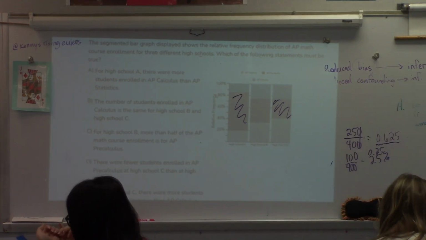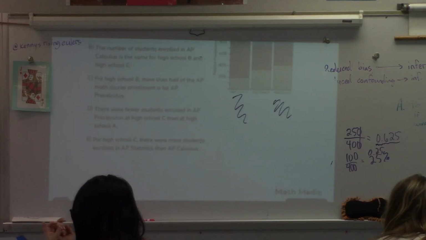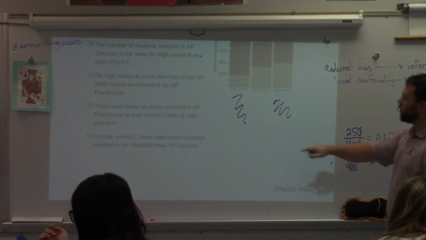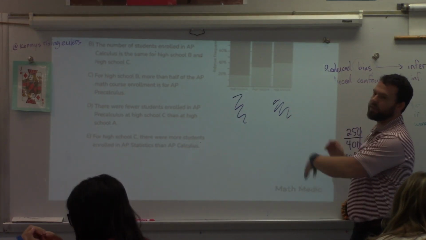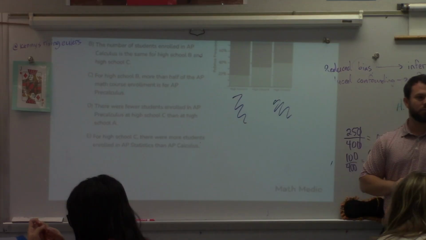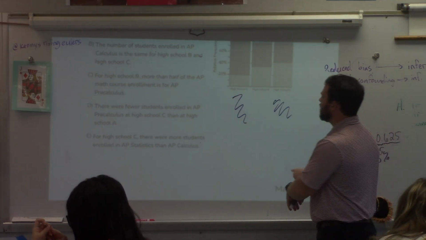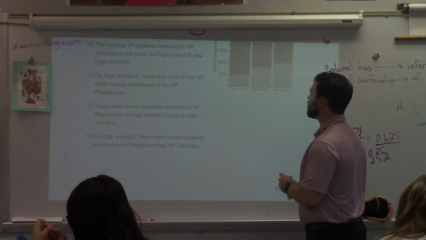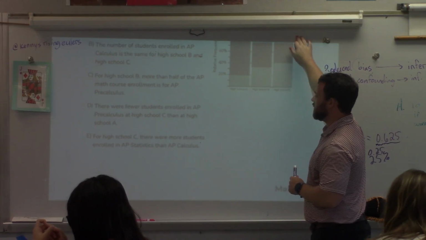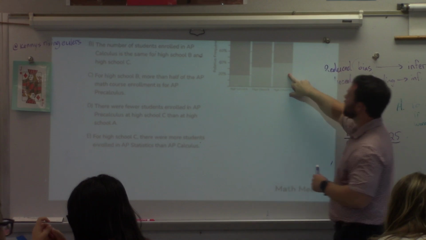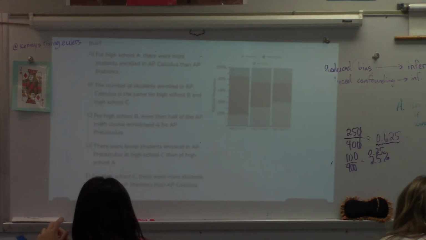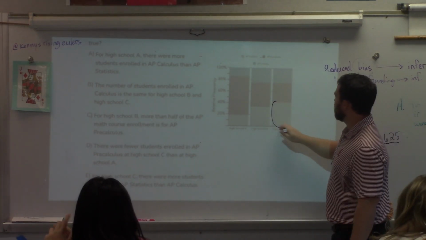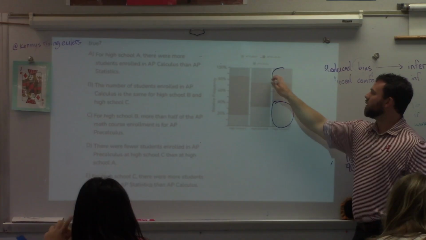Now I will say, I can make a conclusion about E, because it is only looking at which high school? C. So I can't compare the different high schools unless I have a mosaic plot, right? Because then I can look at the areas. But in E, there were more students in AP Stats than AP Cal. Wait, which one was Stats and Cal? Stats is the bottom one. So yeah, there's definitely more here because that's a bigger bar than here.